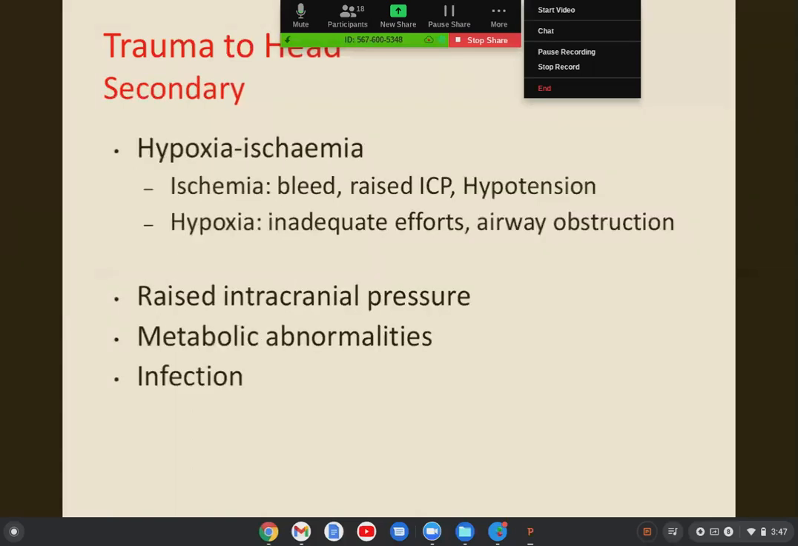What are secondary head injuries? Hypoxia, ischemia secondary to bleed, inadequate efforts, hypotension, airway obstruction, raised intracranial pressure secondary to metabolic abnormalities or infection.